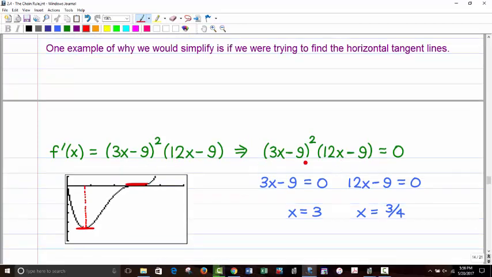Now, as I've done here, I set this equal to 0. You see the two factors set equal to 0. The square doesn't matter when you set something equal to 0, because if it equals 0, 0 squared is still 0. Okie doke. So x equals 3 and x equals 3/4. So there's the 3/4. Got a horizontal tangent line, and there it is at 3.